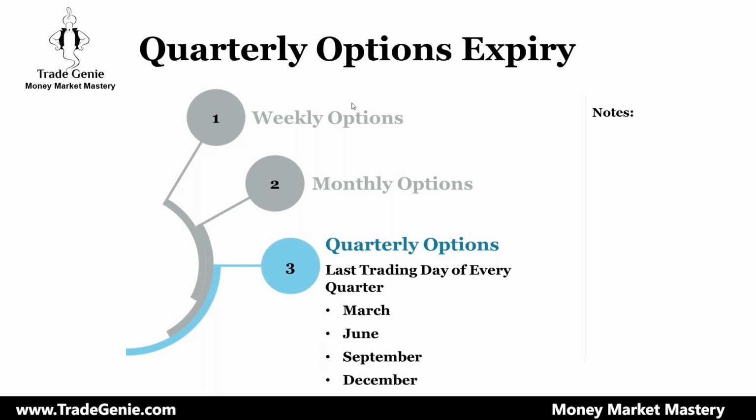Now the third kind of option expiry is the quarterly option. In the quarterly option, the last trading day of every quarter is the expiry. So when you see quarterly options, they are expiring on the last trading day of every quarter, and the quarters are March, June, September, and December. I don't trade quarterly options. I only trade monthly options. There are some stocks which have quarterly options, but I focus on the monthly options.